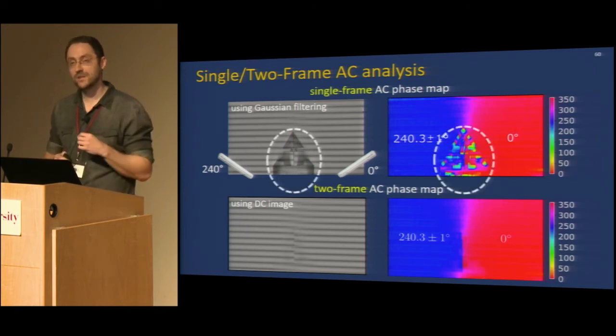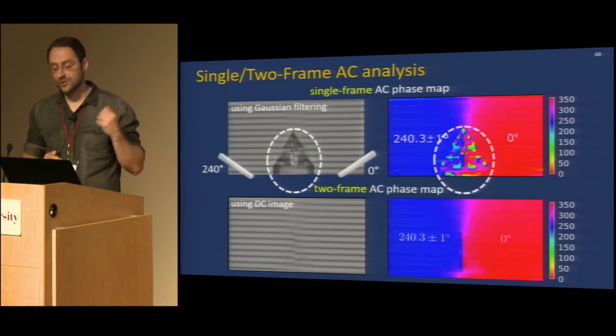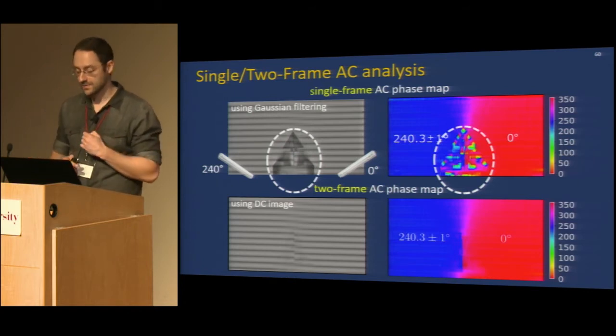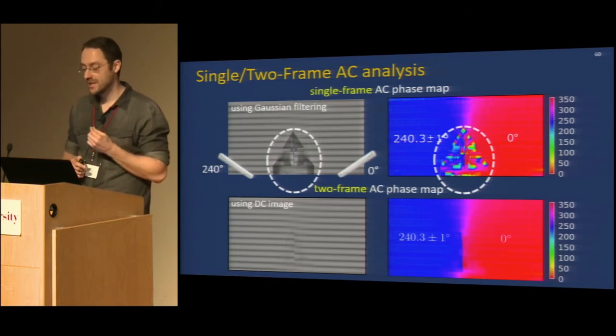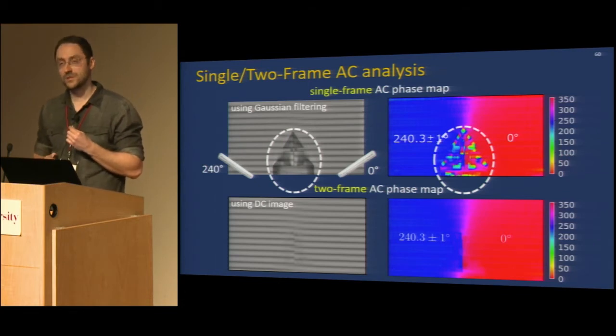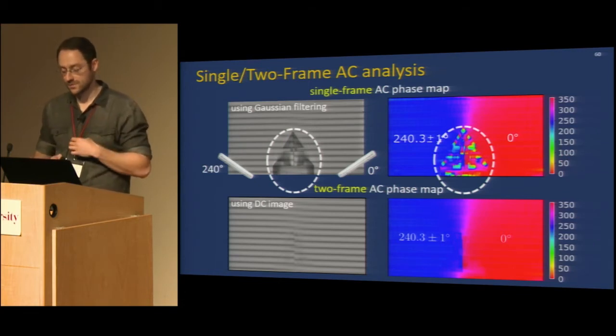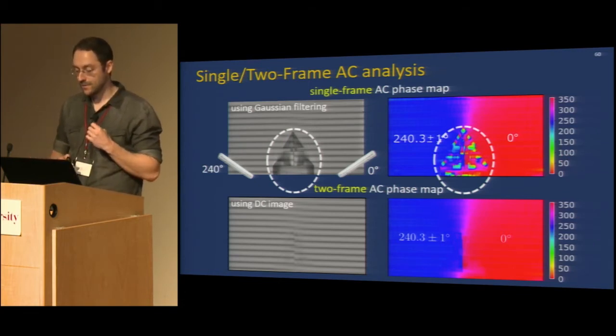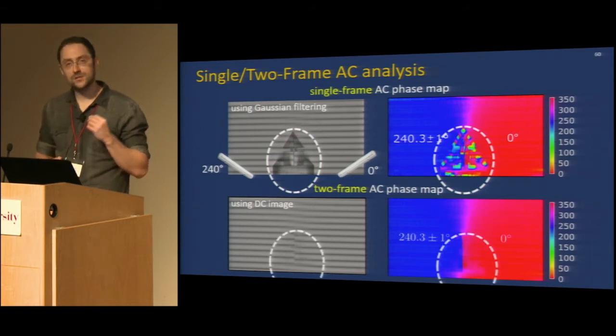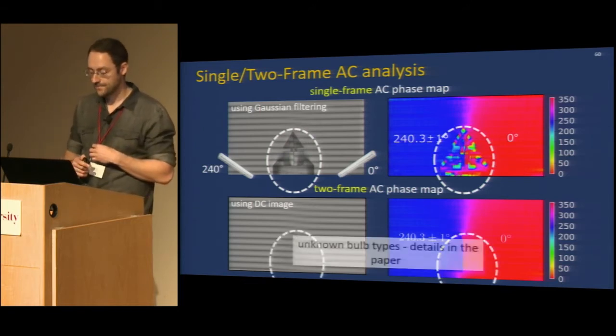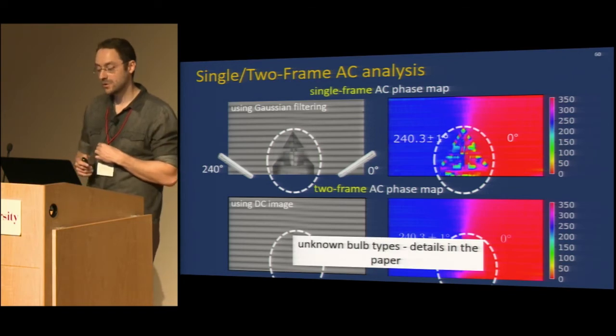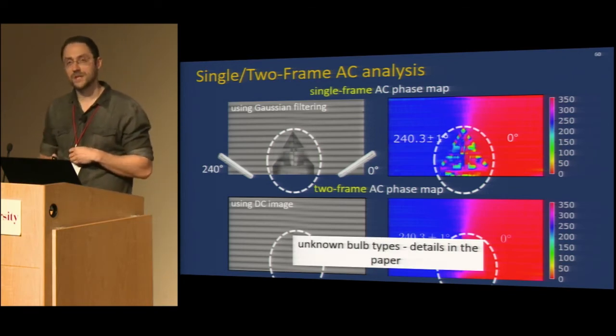Now, in the single frame method here, we used a large Gaussian filter to approximate the light transport. This coarse filtering degrades the estimation result in image regions with non-smooth light transport, while the two-frame method handles these regions correctly. And in the paper, we show how to handle the case where the scene bulb types are unknown.